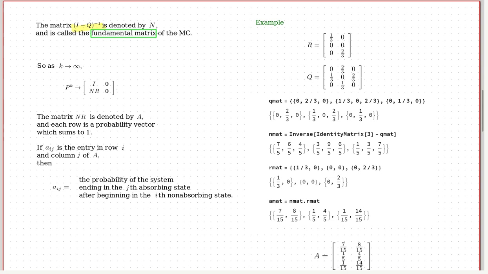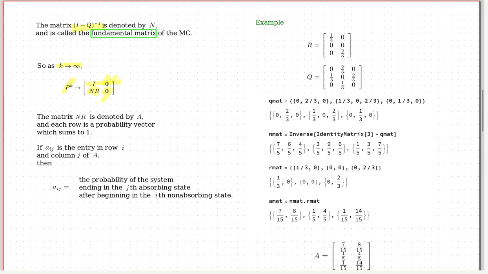What we've now established is that as k goes to infinity, as we look further and further into the future, P to the k approaches a simple matrix. The top is just I and 0, so all zeros in the upper right. The bottom is NR on the left and all zeros on the right. So we know what the limit is going to be now, and that wasn't even that hard to do.